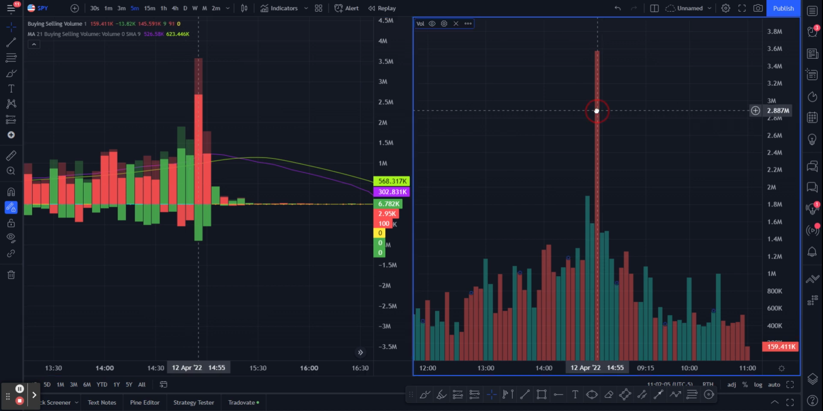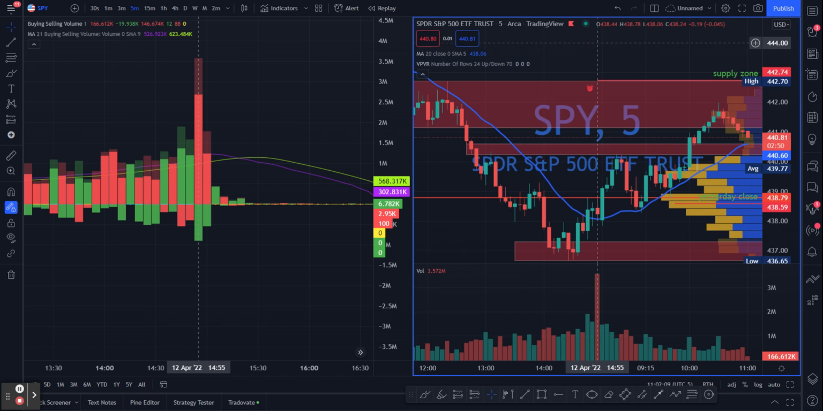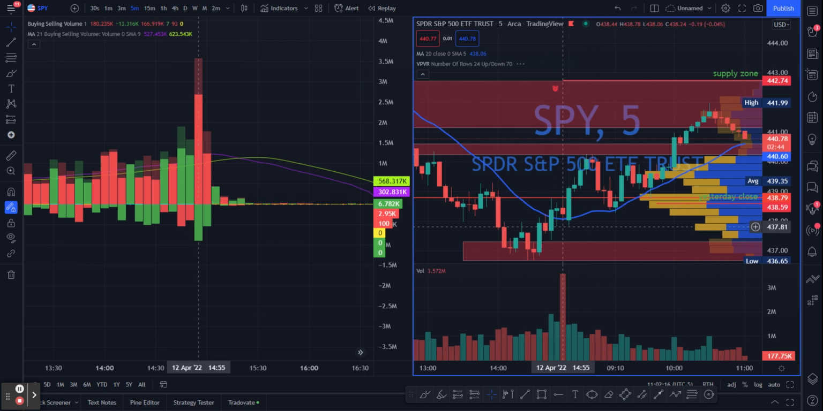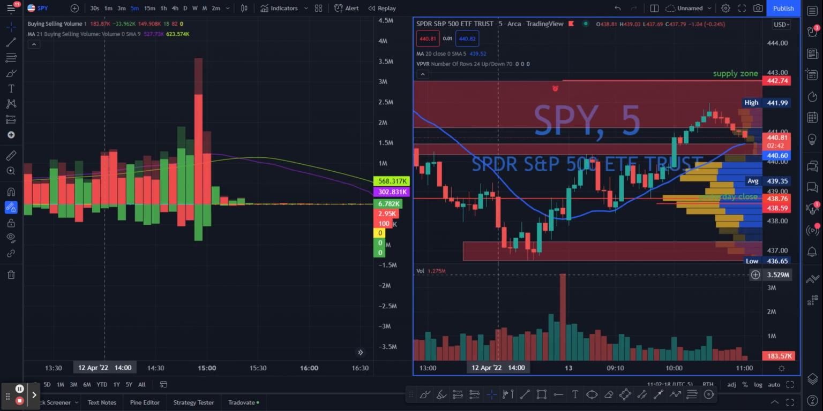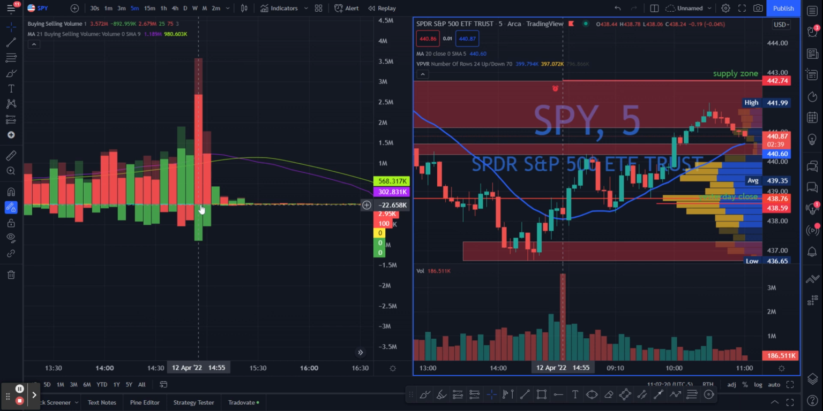Let's see if we can see what happened to price on this bar. Look at this tiny red bar. Yeah, it was red, but look how much energy the sellers put in. Look how much energy the sellers put in.